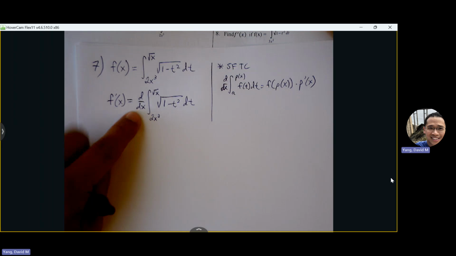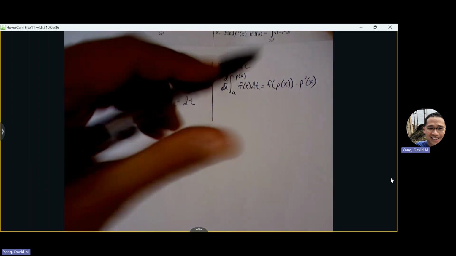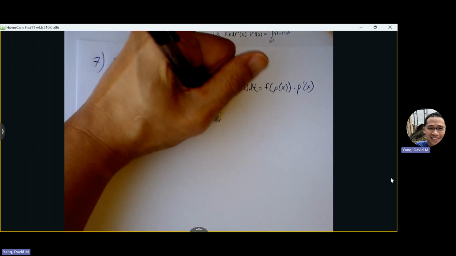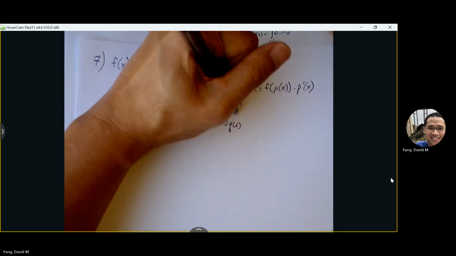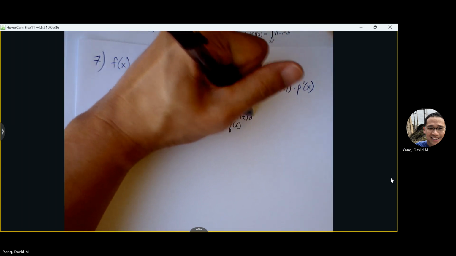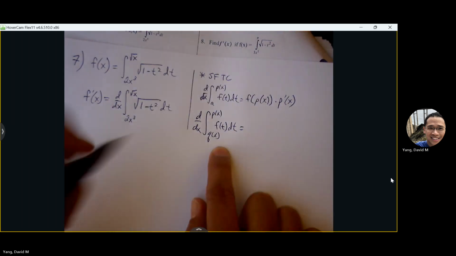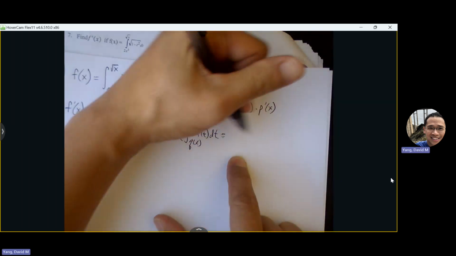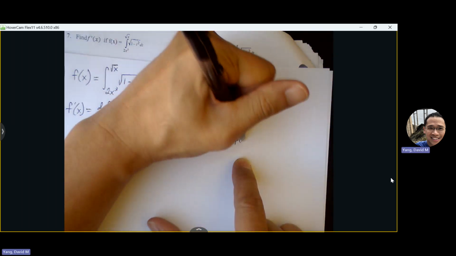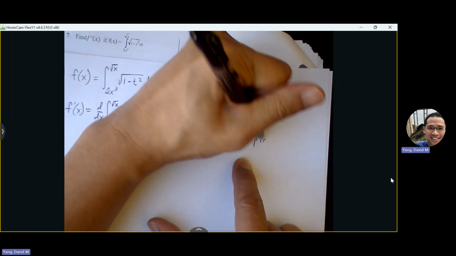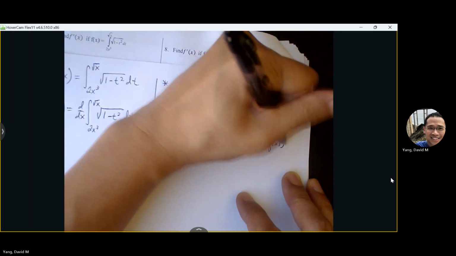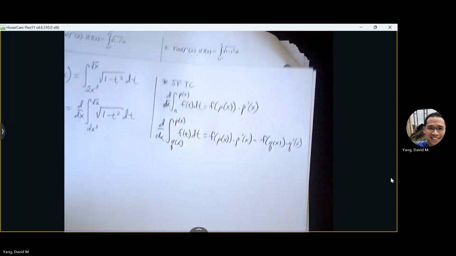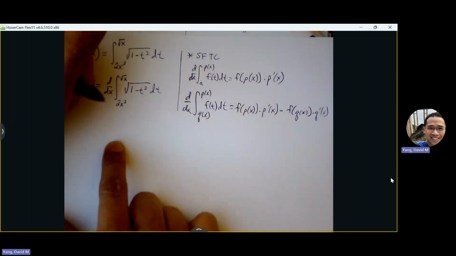Now, the difference here is that there are variables above and below. So really, the second theorem is going to do this. It's going to be impacted by both the upper and the lower bound. So it's going to be f of p of x times p prime minus f of q of x times q prime. Okay, so let's set this up here.